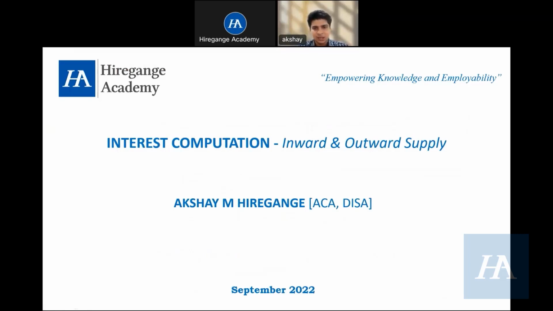in GST. This PPT is on the interest computation, which was recently clarified by the GST Council. We will be giving certain small examples in relation to outward and inward supply and how this must be considered.